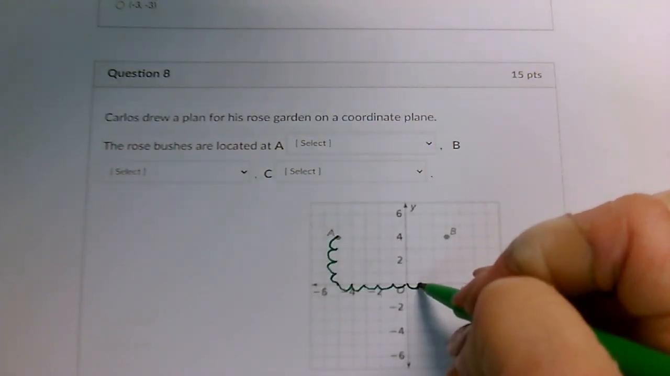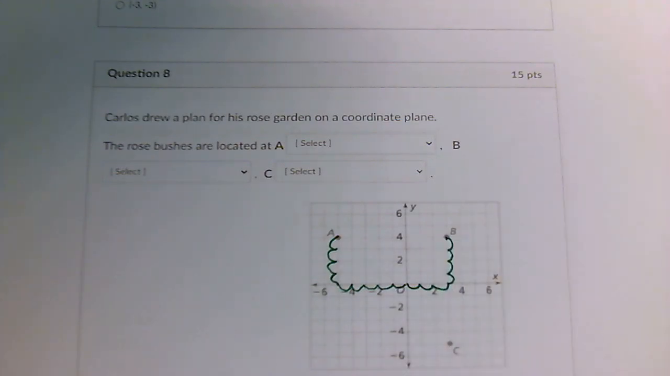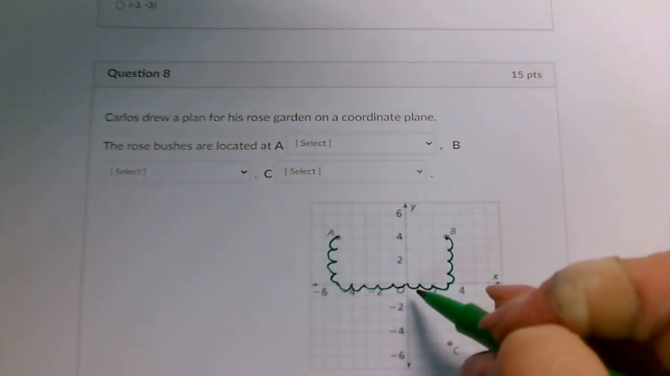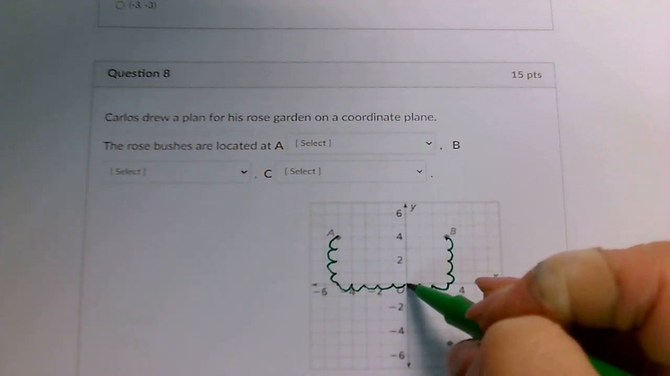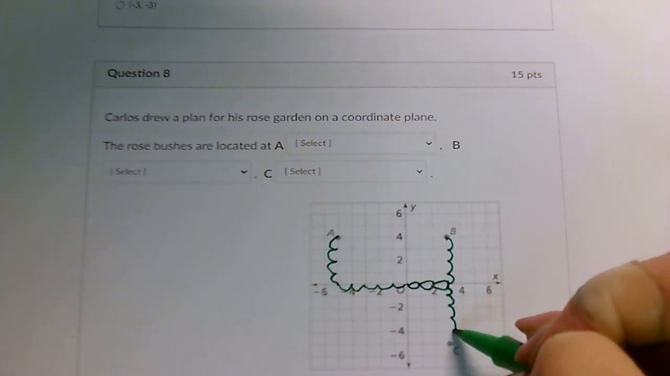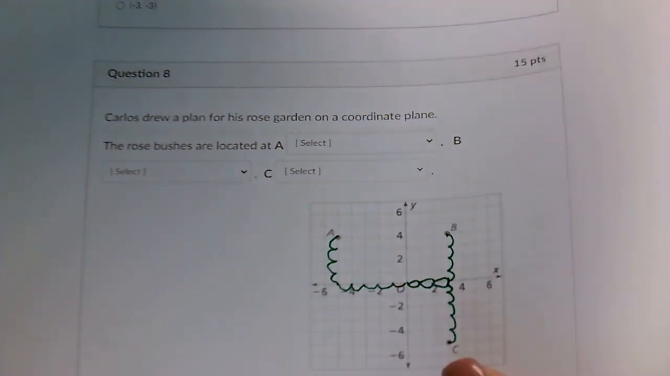Let's see how many we have to go right and how many we have to go up to get to B. And finally, C: how many do you have to go to the right and how many down to get to C? First number for moving right, second number for moving down. All right, and make sure you make your selection there.